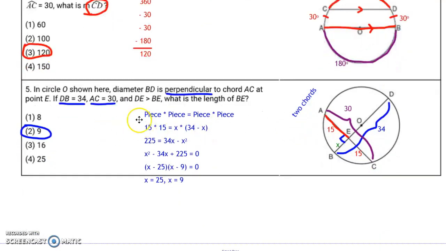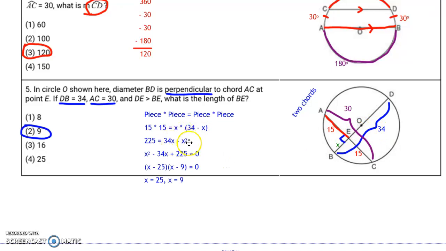And then for number 5, this was a little bit of a preview of the next couple of lessons. This is our two chords theorem, which is piece times piece equals piece times piece. We know that this piece and this piece are both 15 because when a radius or a diameter is perpendicular to a chord, that means the chord is bisected, so this part is 15, this part is 15. The entire length here is 34, which means this piece is going to be x, and this piece is going to be, well, 34 minus x. That's where this 34 minus x comes from.